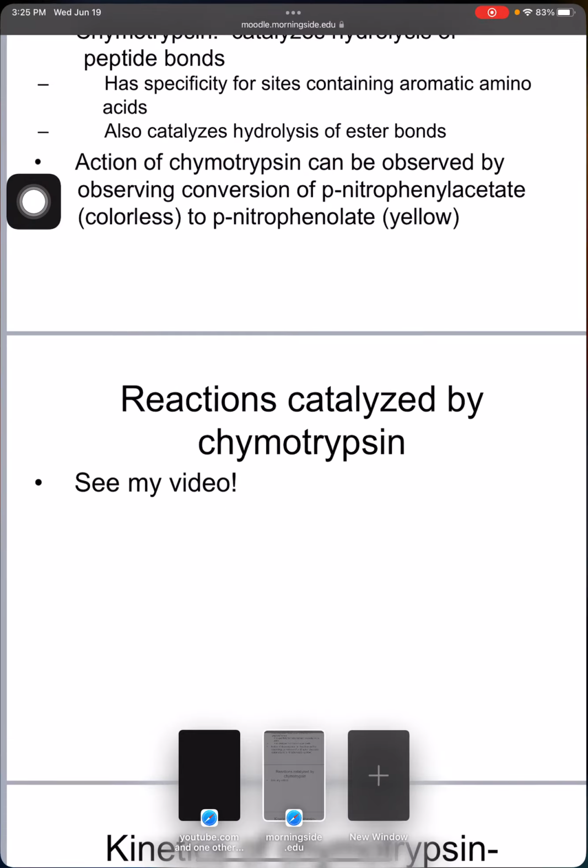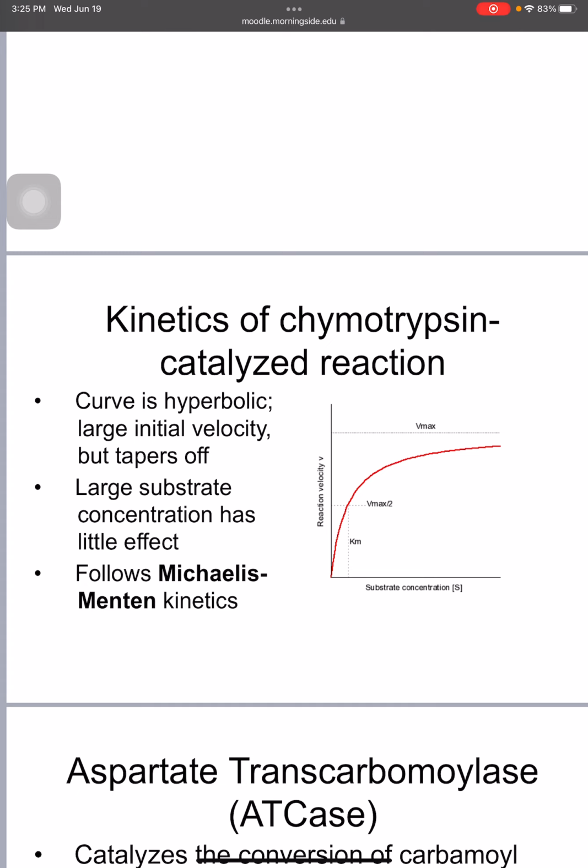And when we do this, it looks something like this, right? We end up with what we call a hyperbolic curve. What we've done here is plotted reaction velocity on the y-axis versus substrate concentration on the x-axis. And you can see that the rate of reaction goes up very, very fast, right? With just a little bit of substrate, it goes up pretty quickly, and then it sort of levels off.